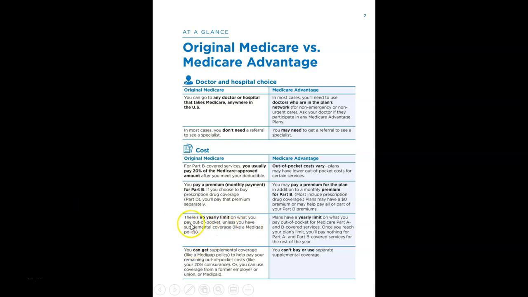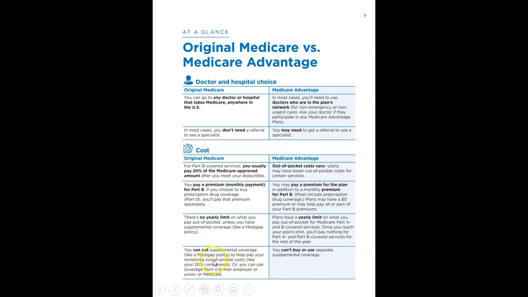Under original Medicare, there's no yearly limit on what you pay out of pocket unless you have a Medicare supplement. With Medicare Advantage, plans have a yearly limit, what we call an out-of-pocket maximum. So you know in the worst case scenario what you could potentially be facing out of your pocket for the year.